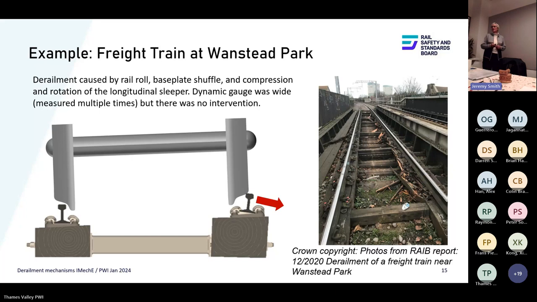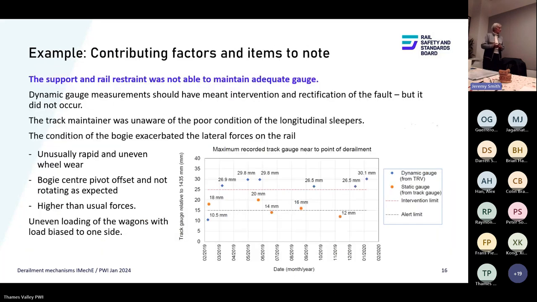The gauge was wide and it was measured, but there was no action. So if you look at those pictures at the bottom, the diagram, the graph, you can see the dynamic gauge measurements in blue and the static, i.e. unloaded, gauge measurements in orange. That is a sizable difference between the two. And the blue lines are all above the intervention limit. They've been above the intervention limit for quite some time, but it didn't get through to the folk who needed to do something about it.